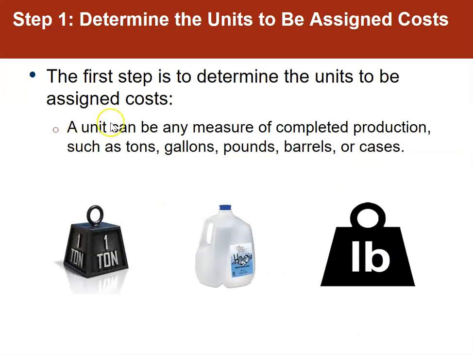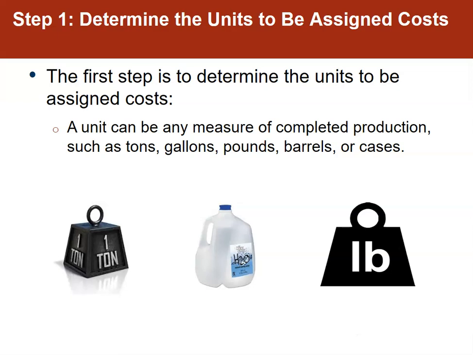So step one, it says the first step is to determine the units to be assigned costs. And this is just some supplementary information here. A unit can be anything. We can be dealing with, how many tons do we have? And so if we had, say, for example, 6,400 pounds, we would say, okay, what would that be? That would be 3 1/5 tons or 3.2 tons.